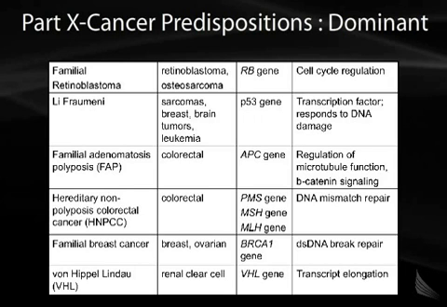Hereditary non-polyposis colorectal cancer, or HNPCC, also leads to colorectal cancer. Several different genes are involved here: PMS gene, MSH gene, MLH gene, and this is the DNA mismatch repair defect. Again, problems with DNA repair. Familial breast and ovarian cancer with the BRCA1 and BRCA2 genes is a defect in dsDNA break repair. And von Hippel-Lindau is associated with renal clear cell cancer. It's the VHL gene, and this is involved in transcript elongation.